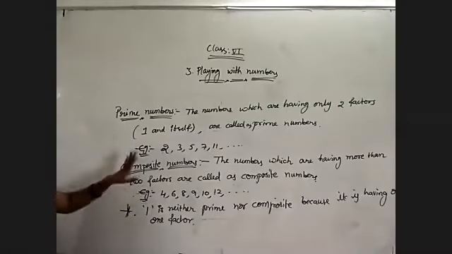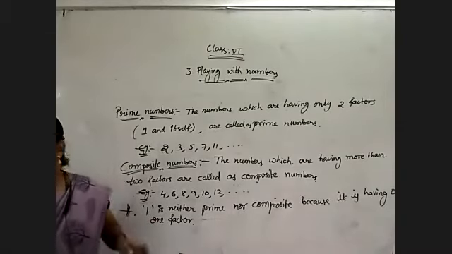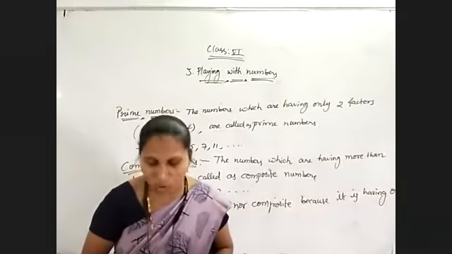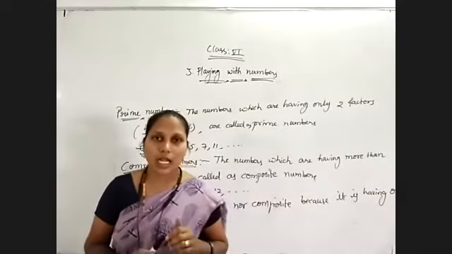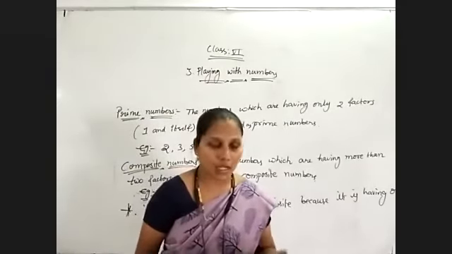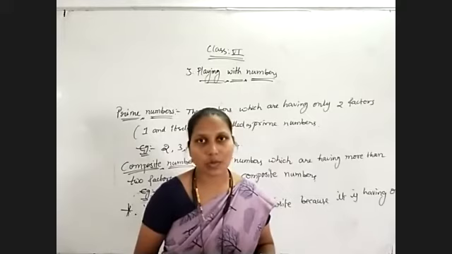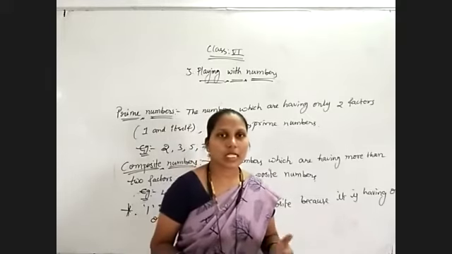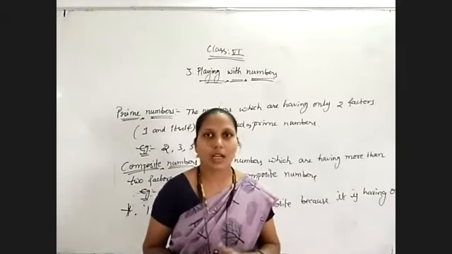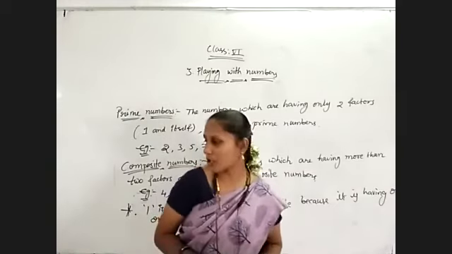Okay, remember these points are very, very important. The numbers which are having 2 factors, they are said to be prime numbers, and the numbers which are having more than 2 factors, they are said to be composite numbers. 1 is having only one factor, that is itself, so that is neither prime nor composite. Now we will list some of the prime numbers between 1 to 100. For this we have one activity, I will show you now.